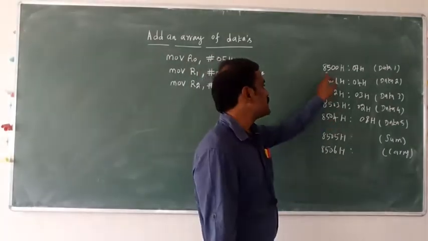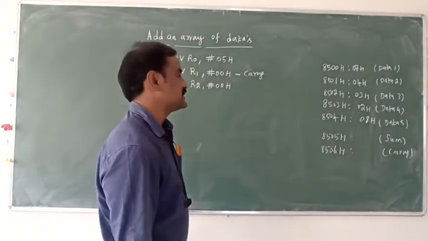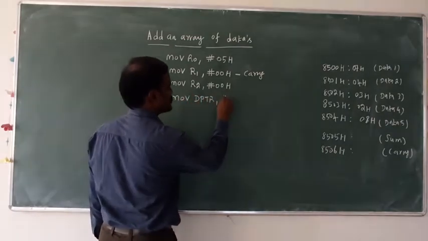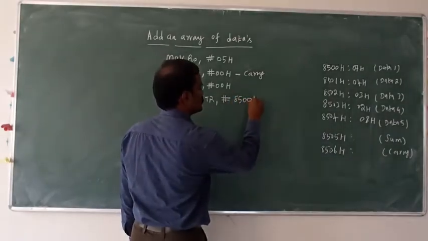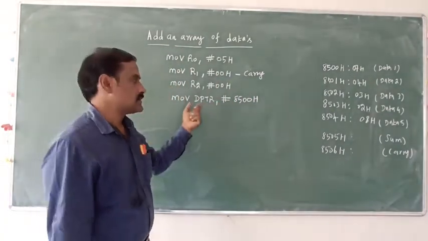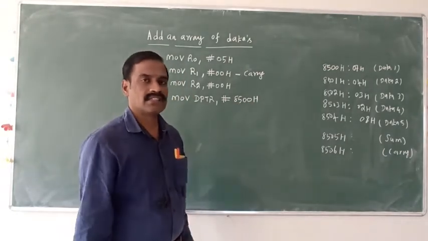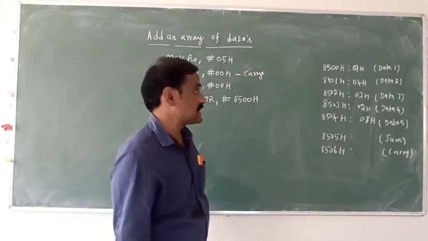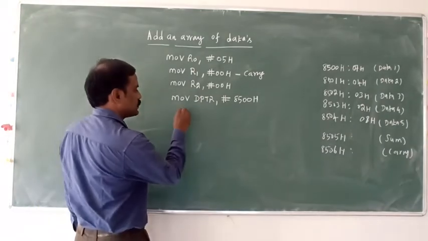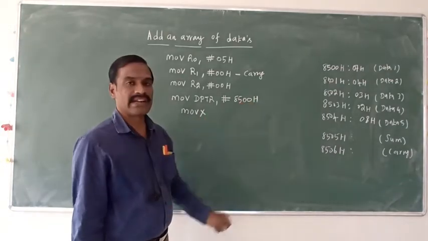Next, initialize the data address. We can initialize the data pointer: MOV DPTR, #8500H. Now we initialize the data pointer. This is DPL and this is DPH. These two represent the data pointer. This is for the external memory address location. In this address location, data 07 is to be moved to the A register. For that we can use MOVX. X means external memory address location data.